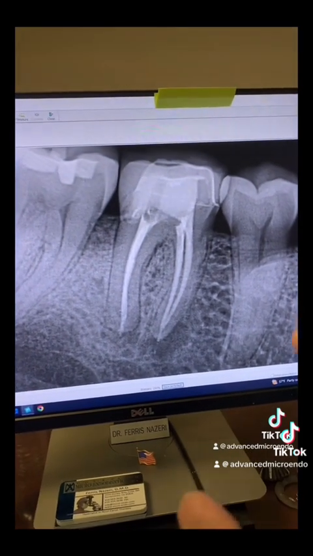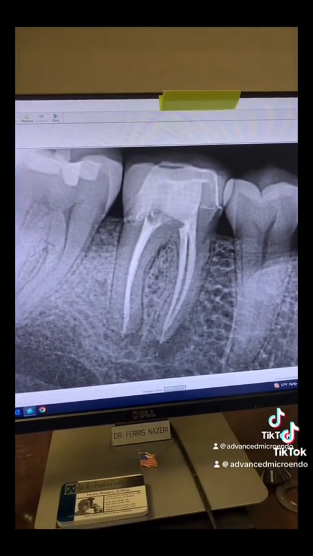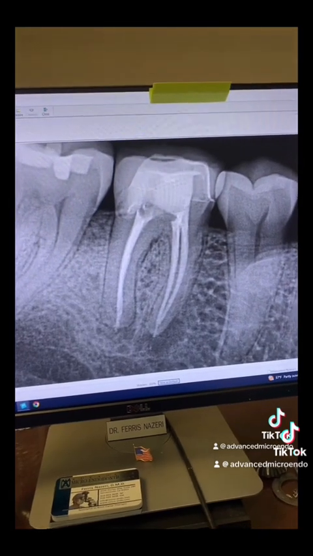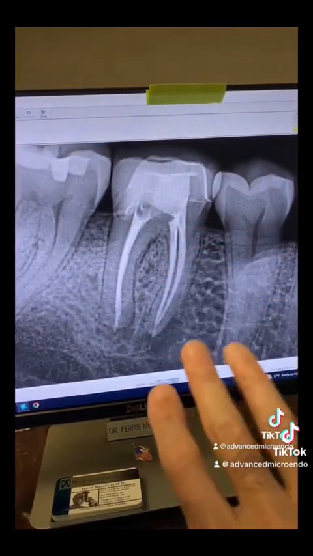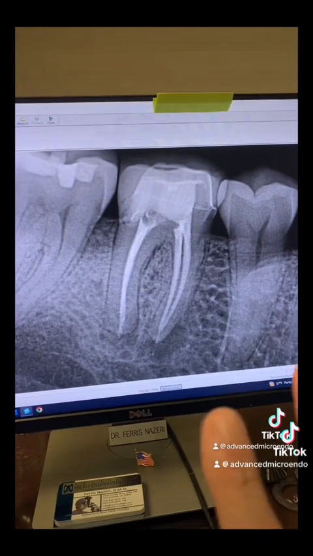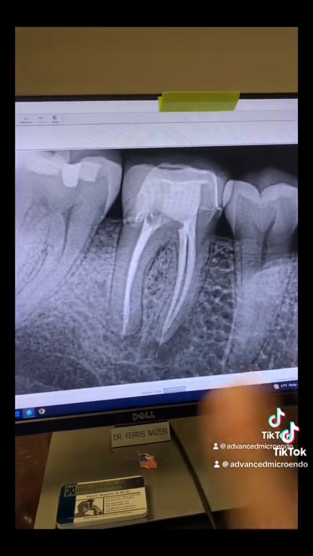But I just wanted to make sure that this is indeed, even though the patient had symptoms, I still wanted to make sure.